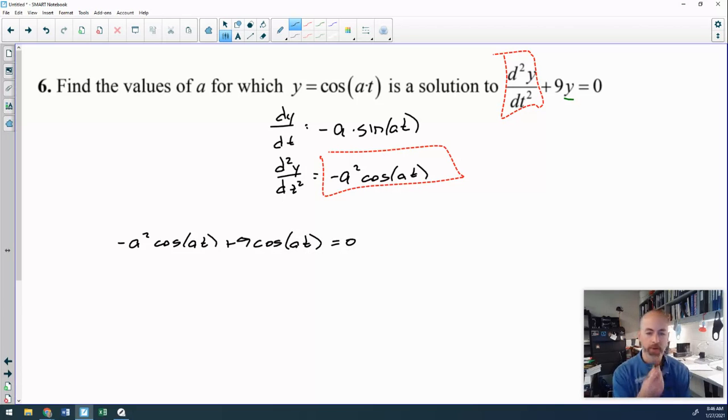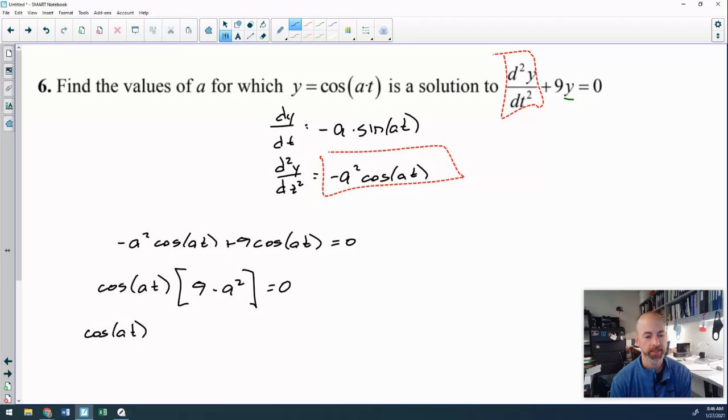And I think I want to solve this one by factoring. I'm going to factor out the cosine at. And when I do that, I'm left with negative a squared plus 9, which is also 9 minus a squared. My parentheses and brackets are all over the place. There we go. And so we need cosine of at times 3 plus a times 3 minus a to equal 0.